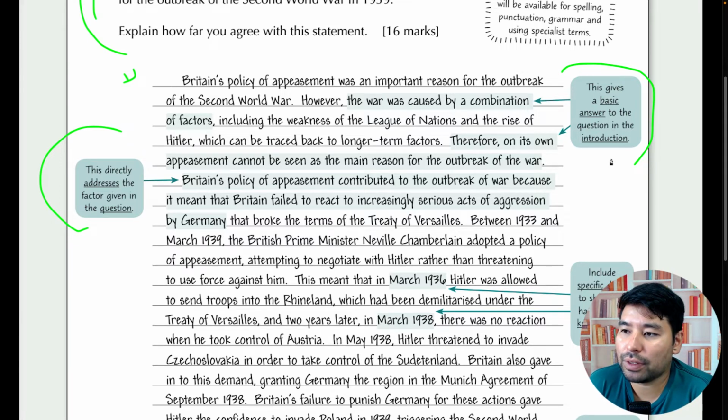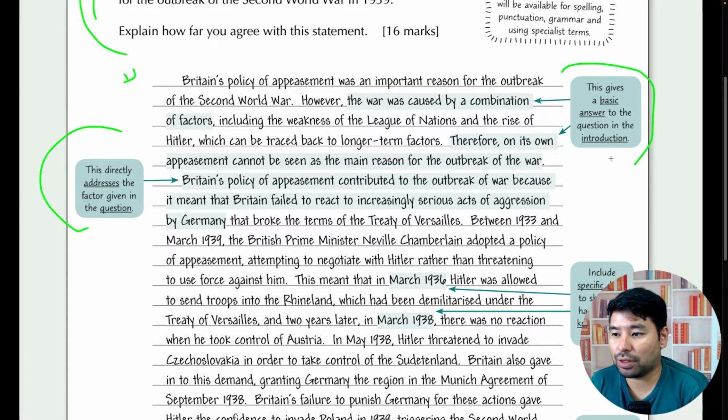Explain how far you agree with this statement. Britain's policy of appeasement was an important reason for the outbreak of the Second World War. However, the war was caused by a combination of factors, including the weaknesses of the League of Nations and the rise of Hitler, which can be traced back to longer-term factors. Therefore, on its own, appeasement cannot be seen as the main reason for the outbreak of the war.